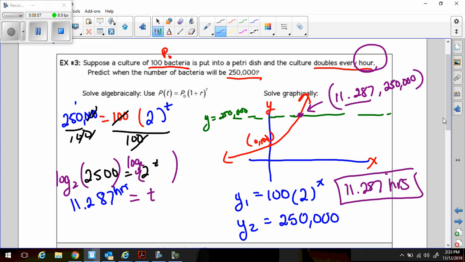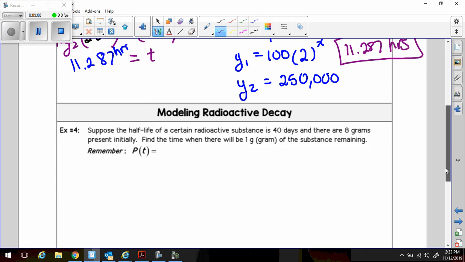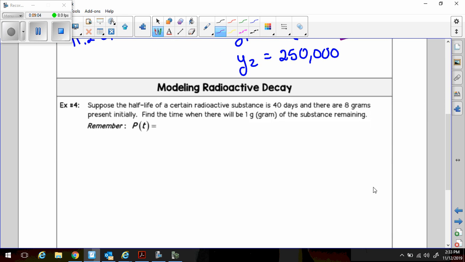Okay. Now we're going to radioactive decay. So let's try a problem where it decreases. Suppose the half-life. This is also something that they kind of expect you to know. The half-life means that your rate is going to be 1/2 or 0.5. I use 0.5 usually, but it doesn't matter which one you use. The half-life of a certain radioactive substance is 40 days, and there are 8 grams present initially. So this is my initial P sub 0. Find the time. They're asking you, what is the time? So my time is my variable when there will be 1 gram of substance remaining.